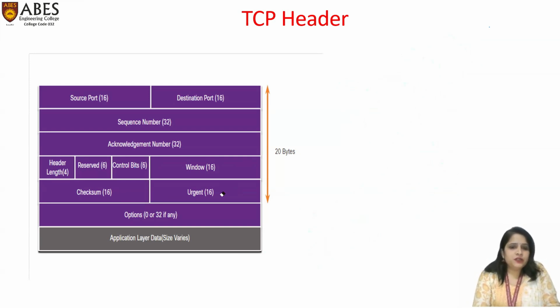Next one is the urgent pointer field. This field is used to tell the range of the urgent data between sender and receiver. Next one is the option field. If I want to transfer some extra information in the TCP header, with the help of this option field, we can transmit extra information. So this is all about the TCP header.